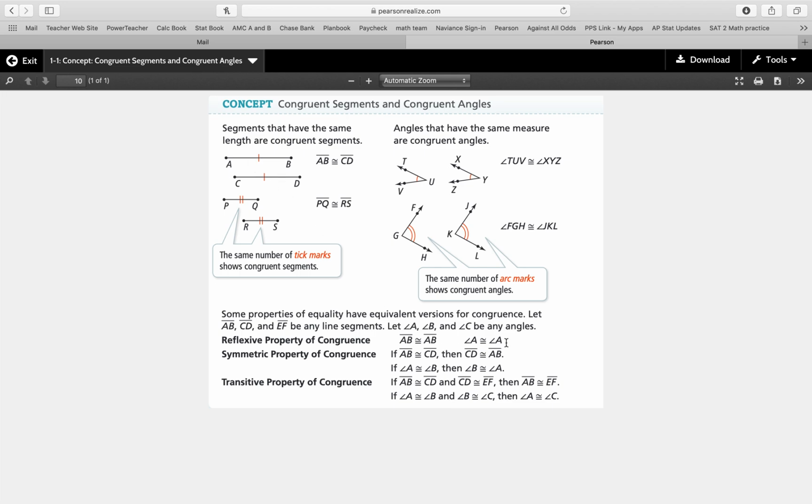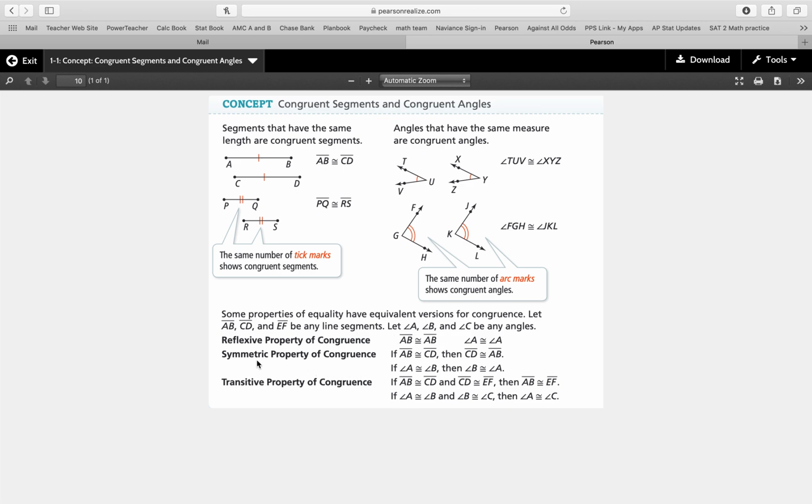We also can use it in angles. Angle A is congruent to itself, angle A. Duh. It might seem silly to write it, but it's going to be very helpful when we're proving things congruent. Okay, so that's called the reflexive property of congruence.